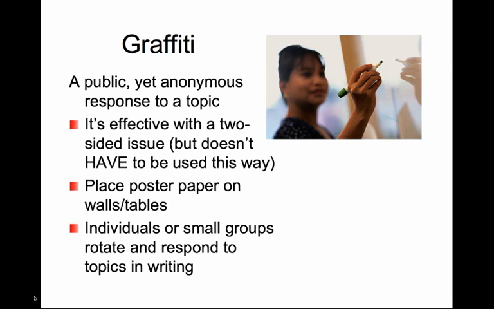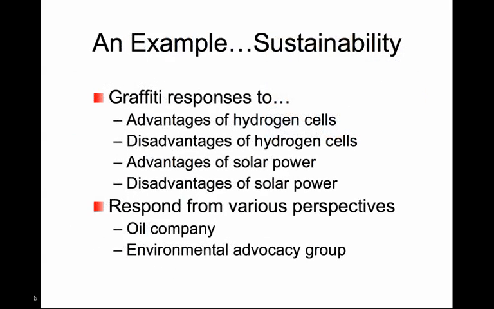Graffiti is another method that is public yet anonymous, where students can respond to a topic. It's usually effective with a two-sided issue, but it doesn't have to be used this way. Poster paper is spread around the room on the walls or tables. Individuals or small groups of students rotate and respond to the topic by writing on the poster paper. Here's an example using the term sustainability. The instructors put poster paper around the room and students are asked to reflect and respond and write down the advantages and disadvantages of hydrogen power cells, as well as advantages and disadvantages of solar power.